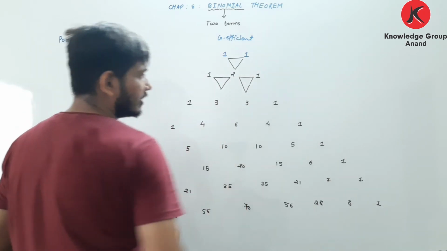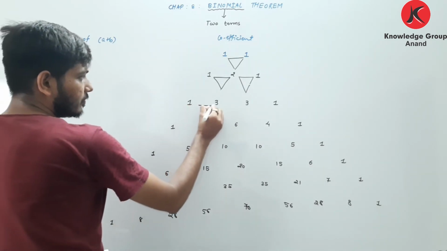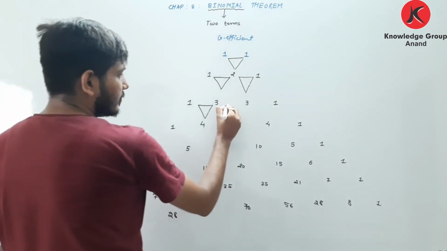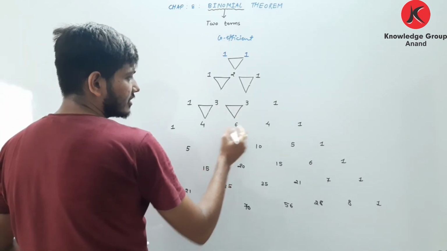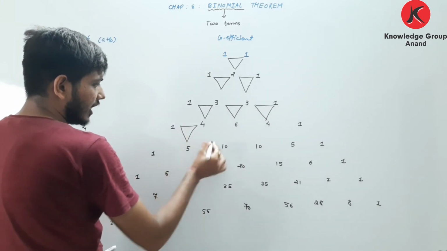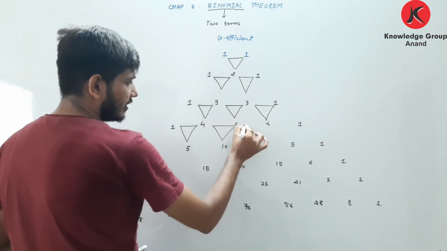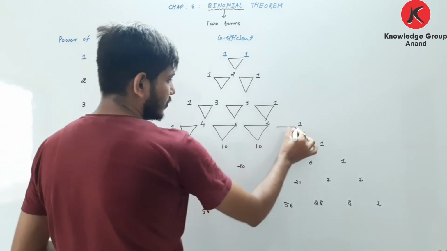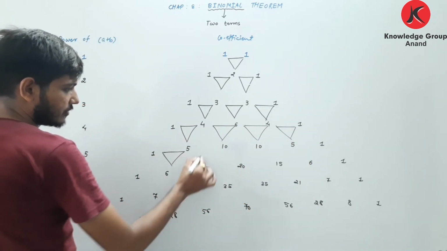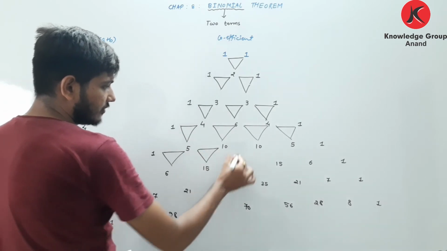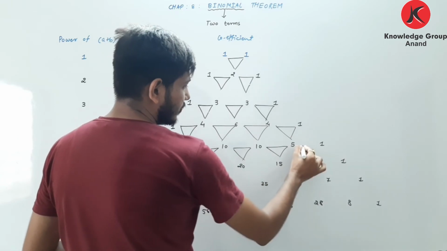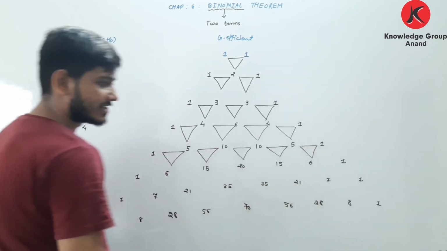So we obtain 3. Same way, 1 plus 3 is 4, so 4 is obtained. 3 plus 3 is 6, 3 plus 1 is 4. Next, 1 plus 4 is 5, 4 plus 6 is 10, 6 plus 4 is 10, 4 plus 1 is 5. Same way, 1 plus 5 is 6, 5 plus 10 is 15, 10 plus 10 is 20, 10 plus 5 is 15, 5 plus 1 is 6.